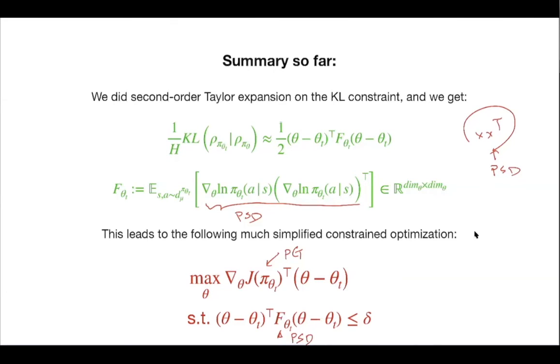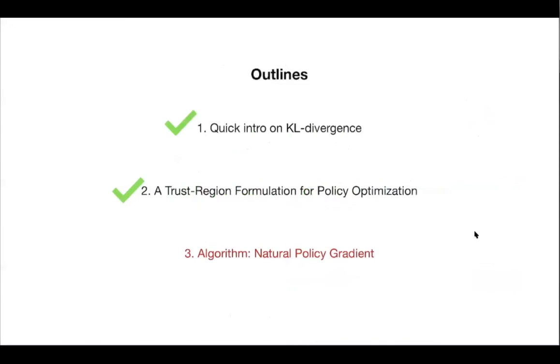Okay, so at this stage, we are pretty happy because this is a simple optimization program with a quadratic constraint and a linear objective function. We can literally sit down and compute the analytical solution for this program. This is what we're going to do in the last part of this lecture, and that will give us a very nice algorithm at the end. Okay, any questions so far on this trust region formulation?